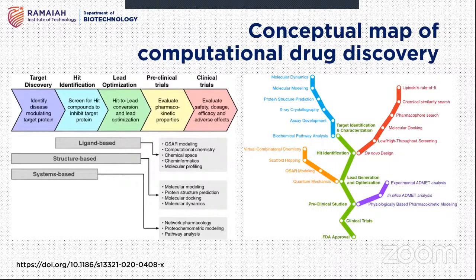Next is hit identification. Once you have a target, next we want ligand molecules. As I was telling you, at the next level you go for finding ligands. I will not go into detail about all these things, but I am showing these pictures because each step needs data. So where do you find that data?